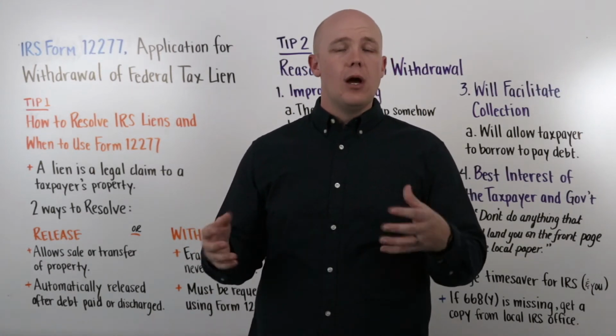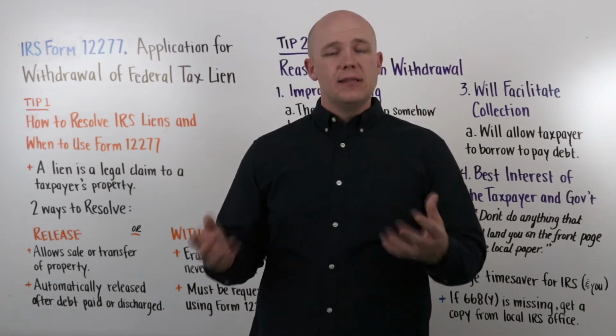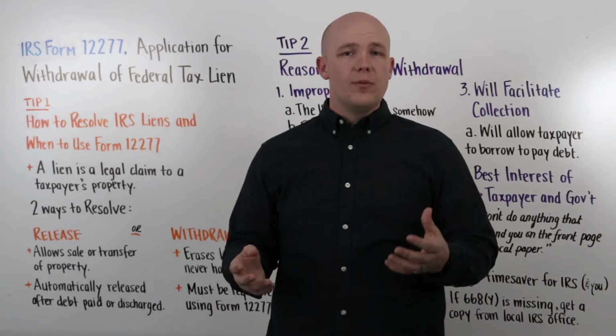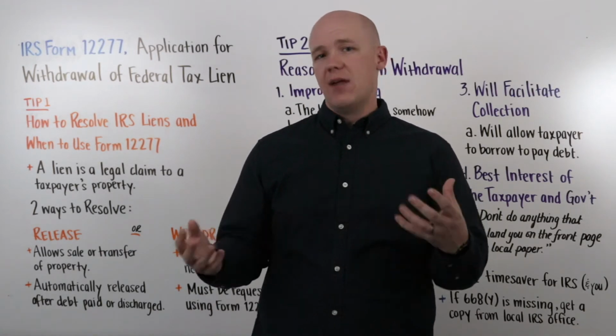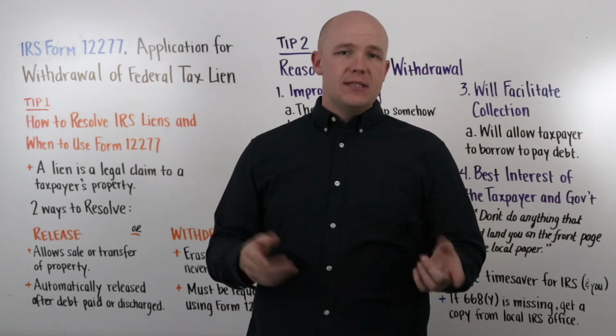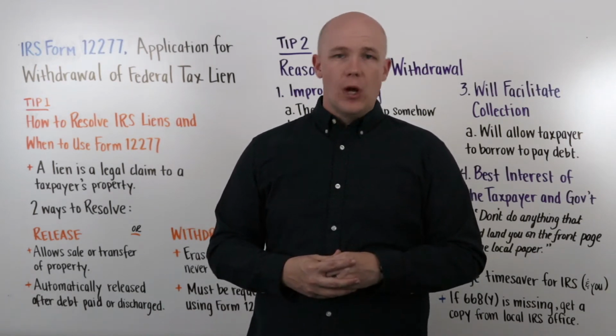The lien will remain on a taxpayer's credit history unless the IRS withdraws the lien. A withdrawal allows the lien to be removed from the client's credit history as if it had never been issued. IRS Form 12277 is the form you want to use to request that withdrawal.